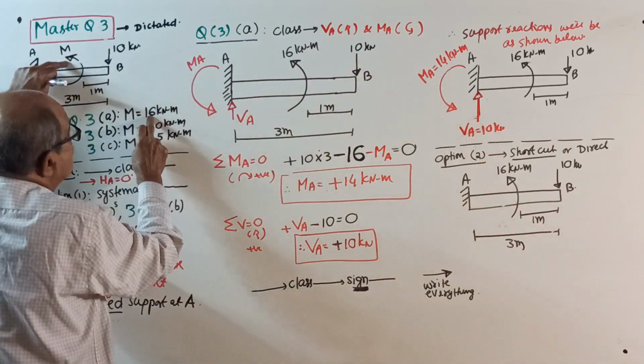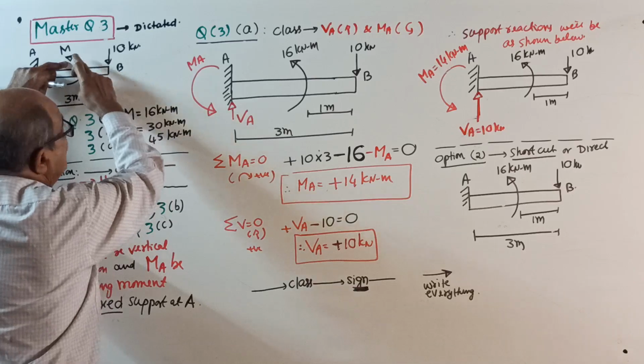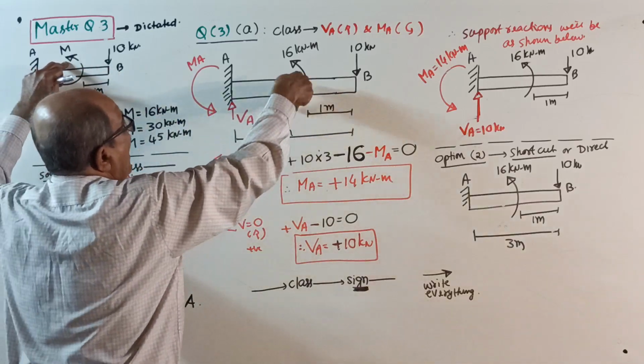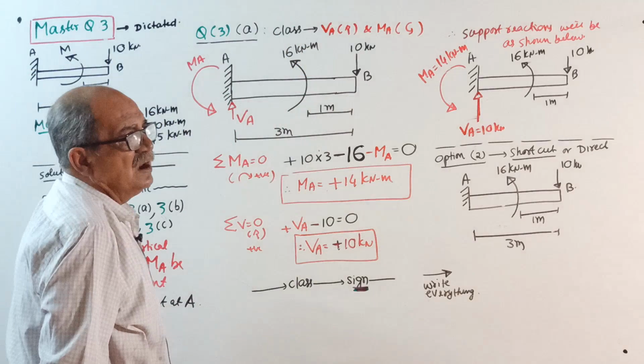A is M, I won't put M here. See, here M, here what? M equal 16, anti-clockwise of 16 kilonewton meter.